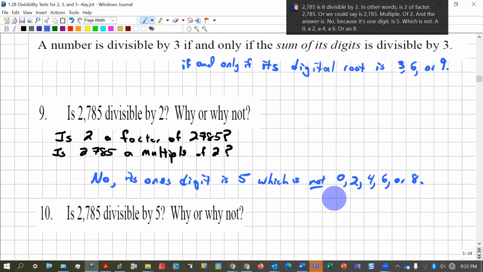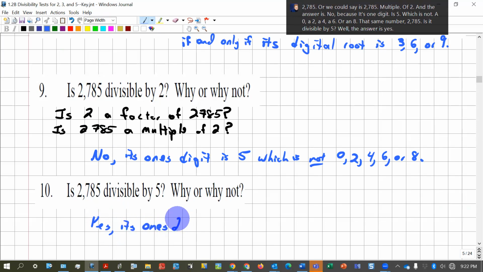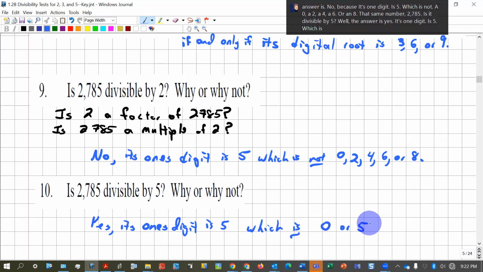That same number, 2,785, is it divisible by 5? Well, the answer is yes. Its ones digit is 5, which is a 0 or a 5. It's a 5.